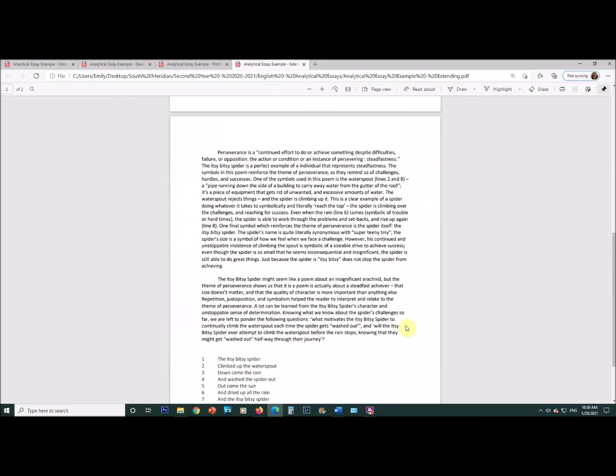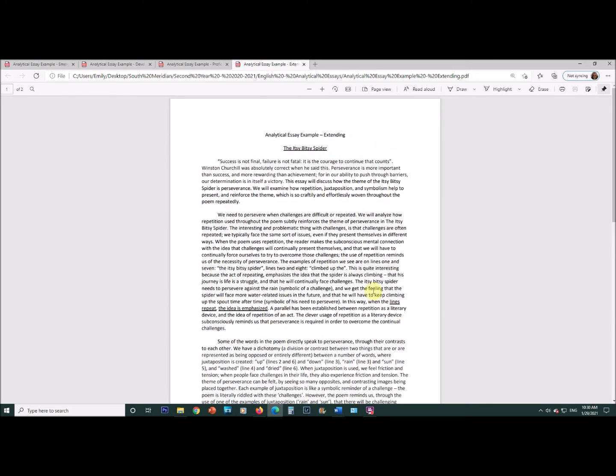So, when we look at what was successful about this compared to the proficient essay, again, the proof is the same. The quotes are the same. It is argued more effectively because of the quality of the arguments, the explanations, and the language used to argue it.